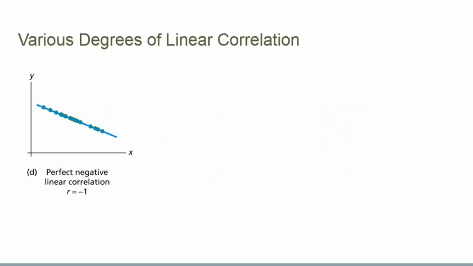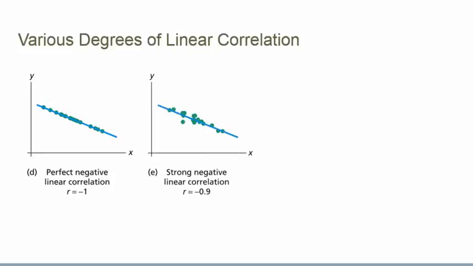My next graph is an example of perfect negative linear correlation, r equals -1. Here, my scatter plot is on the line for my linear regression, and my line goes down from left to right. My next graph has a strong negative correlation, where r equals -0.9. My linear regression line still goes down from left to right, but my scatter plot is grouped around my line.